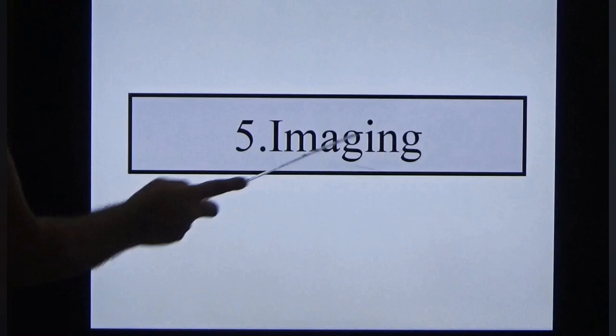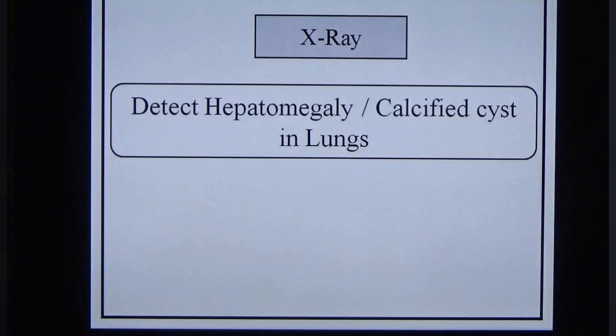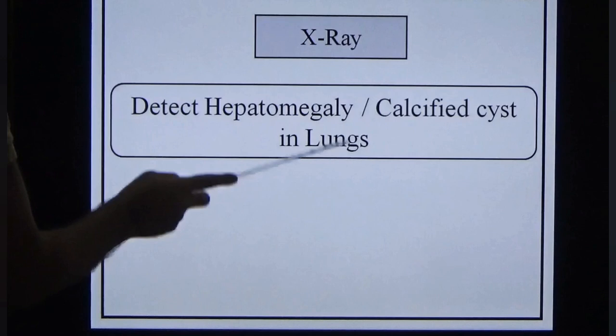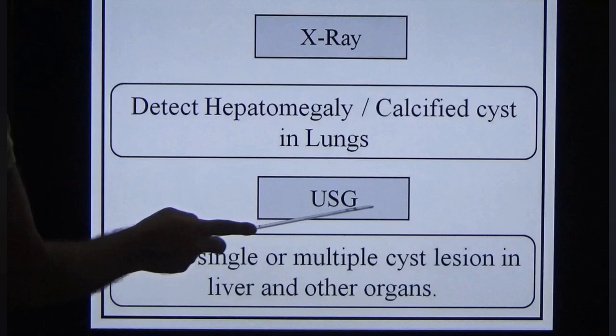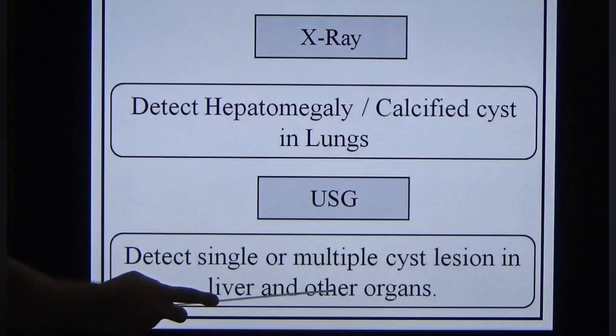Now we are coming to the imaging. This is also one of the very common investigations used in current practice. Number one is X-ray, to detect hepatomegaly or calcified cyst in the lungs. So in the X-ray you can identify the cyst. And in ultrasonography, detect the single or multiple cyst lesions in the liver or other organs. Okay, so this is the X-ray of the lung.